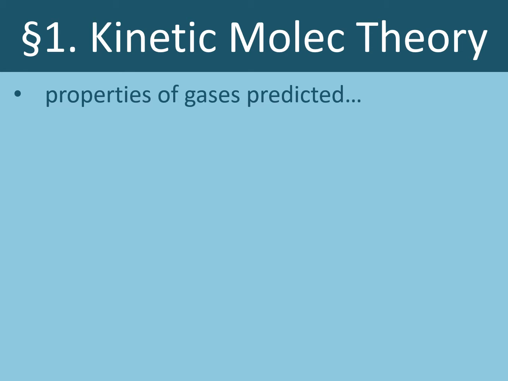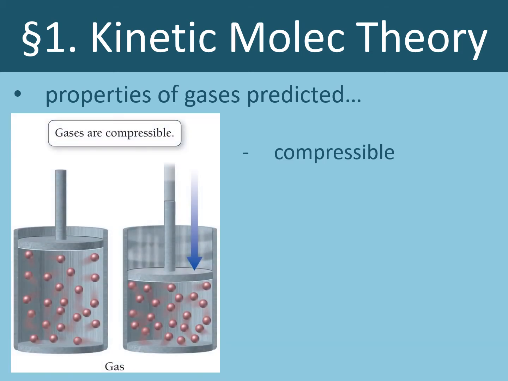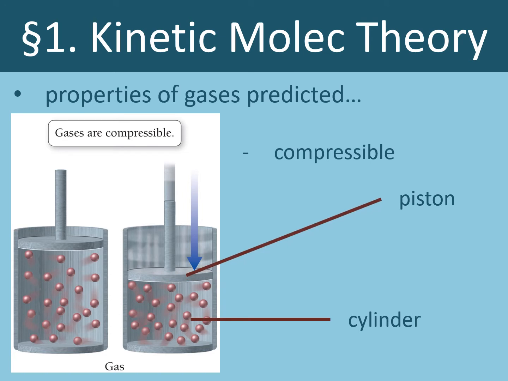One of the properties of gases that's predicted by this theory is that gases are compressible. You can squeeze them. Because there's an abundance of empty space between the particles of a gas, these particles can be forced closer together. You can see this demonstrated in this picture to the left. We will illustrate many of the properties of gases throughout this chapter using a similar setup. The gases are contained in a hollow cylinder with a movable but airtight piston, just like you'd find in an internal combustion engine.